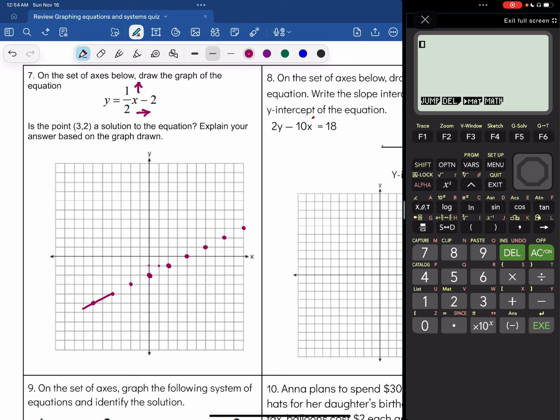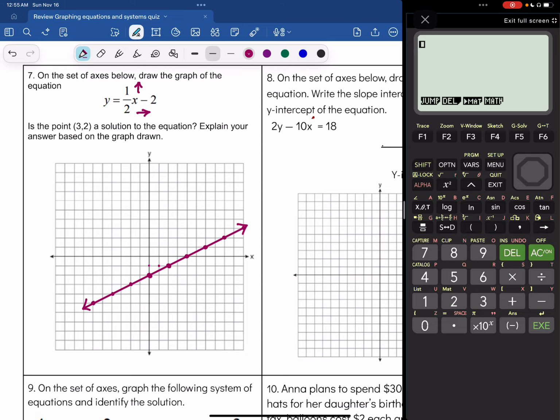Okay, once I have a few points, I connect those with a line. And since this equation has infinite solutions, this line can go on forever, so we're going to add arrows at the end of this line. That indicates that there's an infinite number of solutions here for this equation.